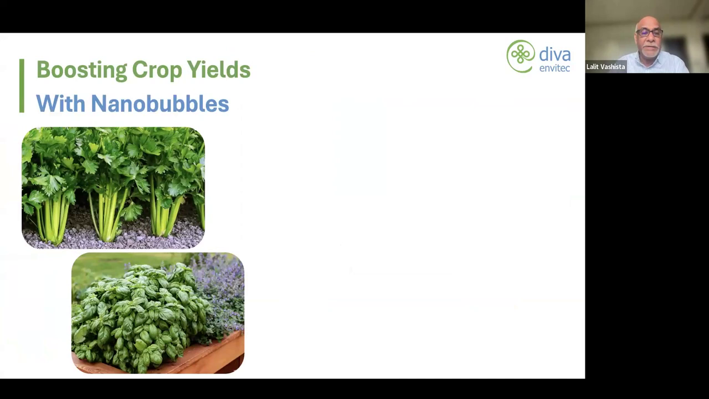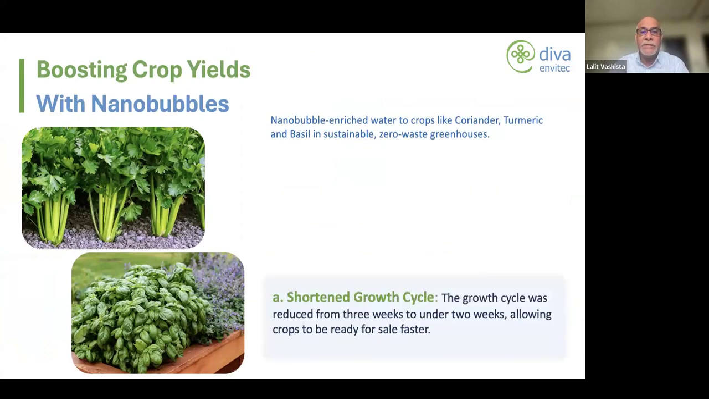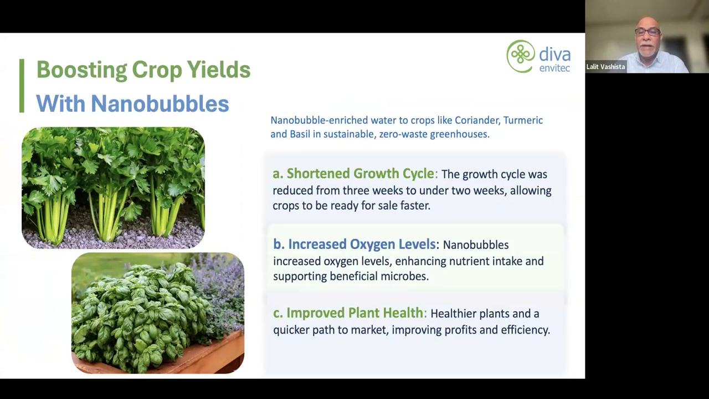So boosting crop yields, you can see with nanobubbles, enriched crops like coriander, turmeric, basil in a sustainable, zero waste way, shorten the growth cycle. That means more yield, more number of plants you can sell, increased oxygen levels, and improved plant health, healthier plants and a quicker path to market, improving profits and efficiency. You know that if you take a healthy plant to the market, it is immediately picked up, whereas a shriveled plant, people don't even look at it. So this is what nanobubbles do to plants.